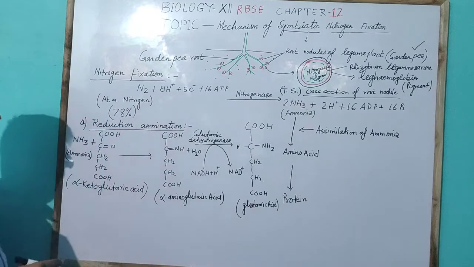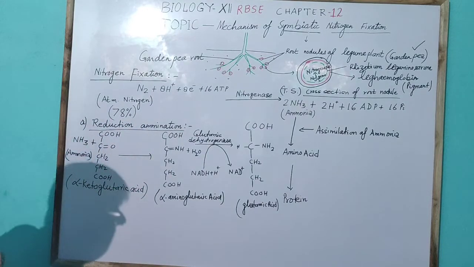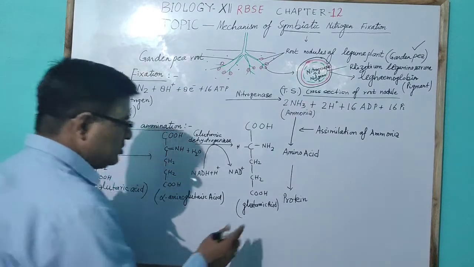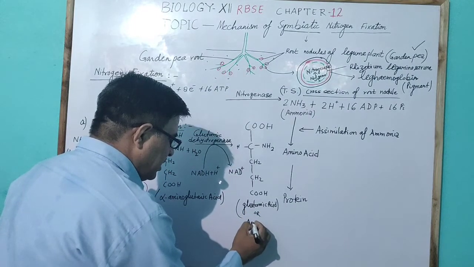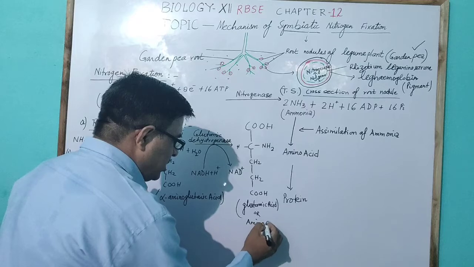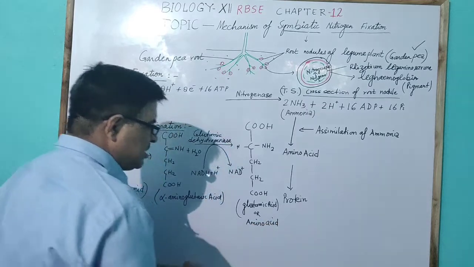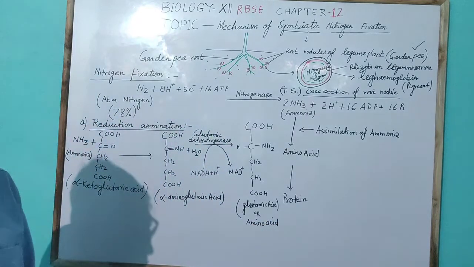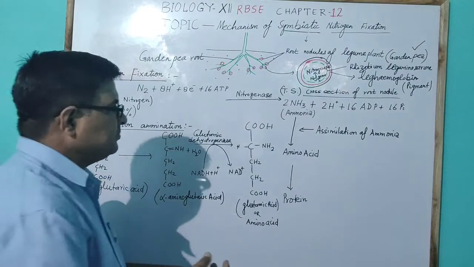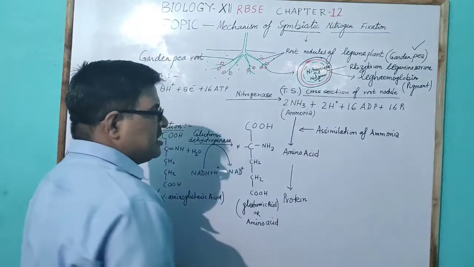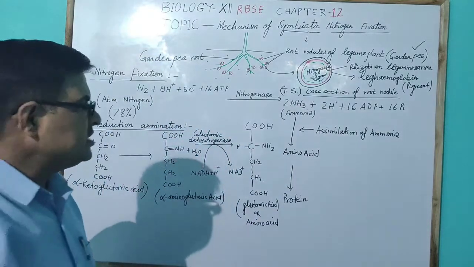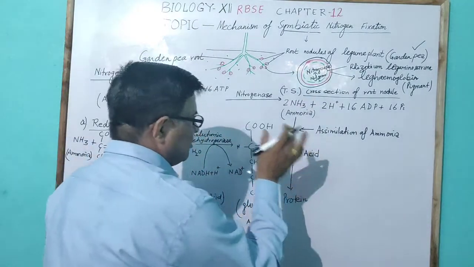Means the acid formed is glutamic acid, which is a type of amino acid. This step is called assimilation of ammonia. Means ammonia which changes into the amino acid.